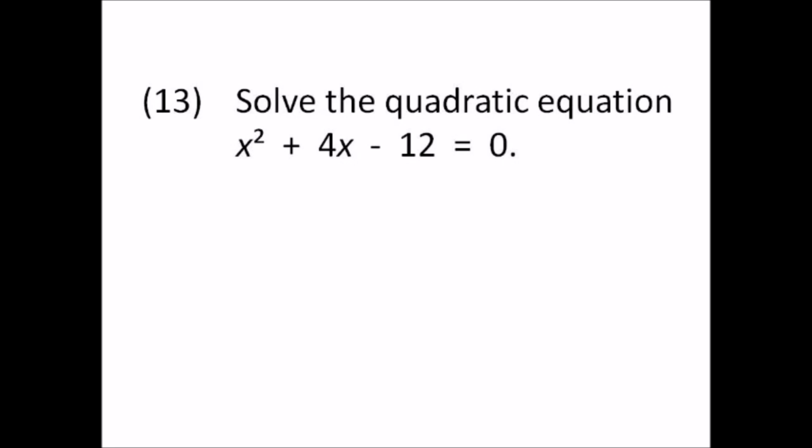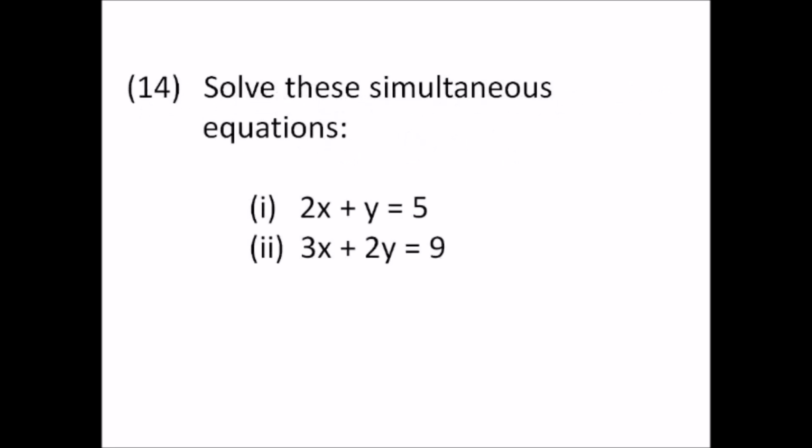Number 14, solve these simultaneous equations. Number 1 is 2x plus y is equal to 5, and number 2 is 3x plus 2y is equal to 9. Here you would have to decide what you want to eliminate first. If you want to get rid of the x's, or if you want to get rid of the y's, it's probably easier for you to get rid of the y's. So see what you can do to get rid of the y's first, and then solve it for x.